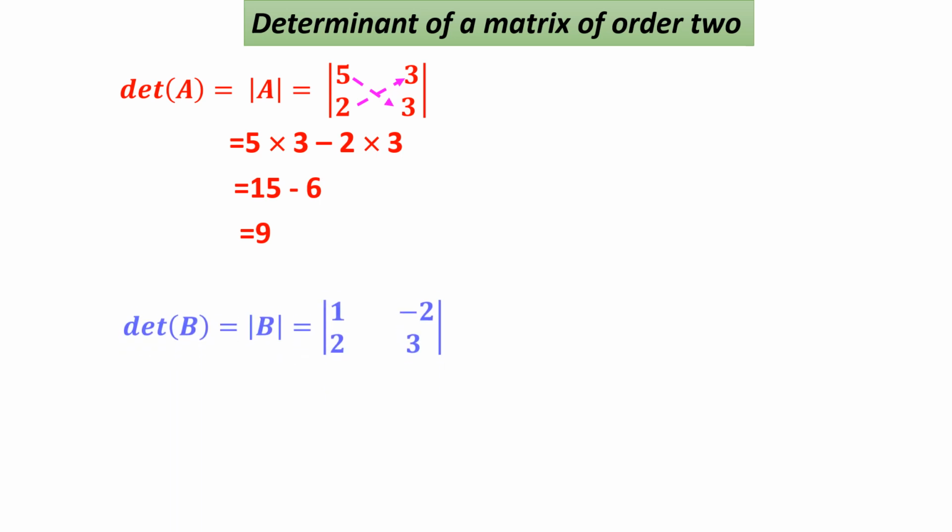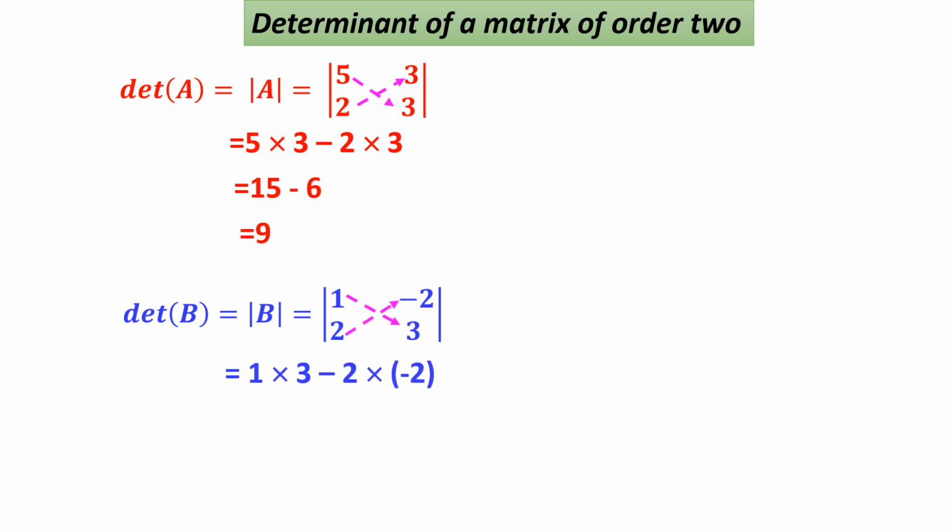Let us go to the second example. You should be very careful when you are having a negative number in any entry. Here you have to multiply 1 into 3 minus 2 into minus 2. Therefore, it will become 3 plus 4. Minus into minus is plus. You should be careful while you are doing any calculation.